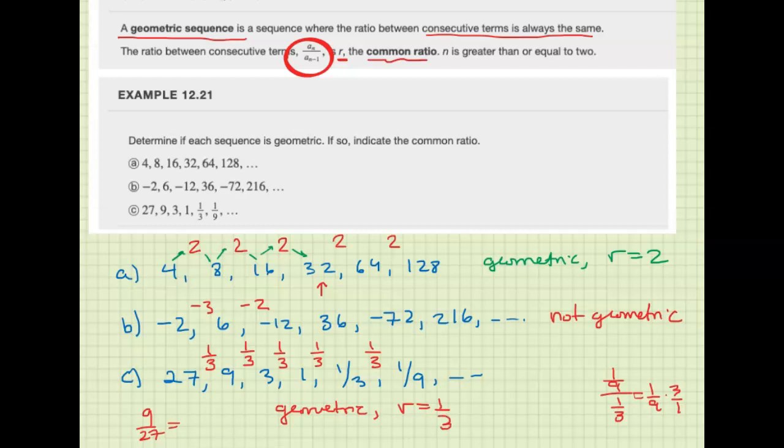All right. Notice that when the common ratio is bigger than 1, it's increasing. When the common ratio is between 0 and 1, it's decreasing. Okay, just like with exponential functions, right?